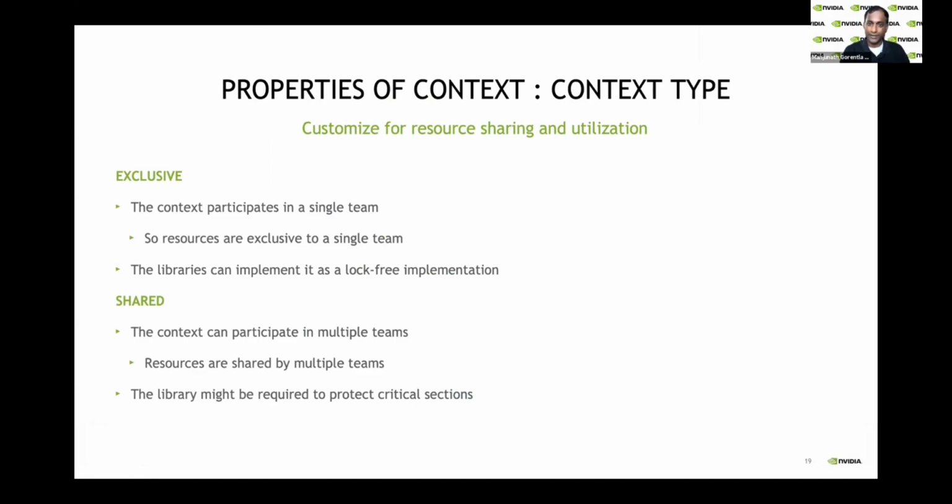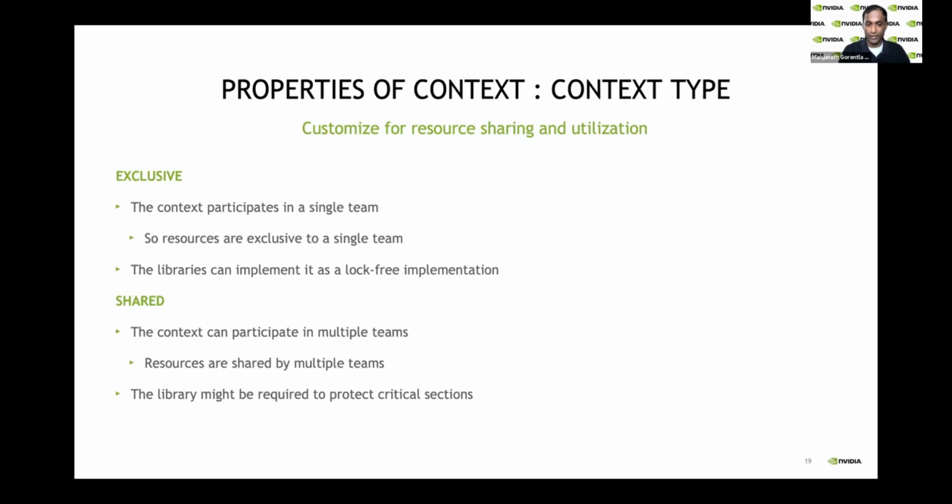I will not go into all the properties, but one of the important properties is that you can create a context either as exclusive, which means the context is participating in a single team, or as shared, which means it is participating in multiple teams. So this becomes a choice for the user to create a resource and use it exclusively in a single team. Probably this is more useful when you want higher performance, say higher bandwidth, right?